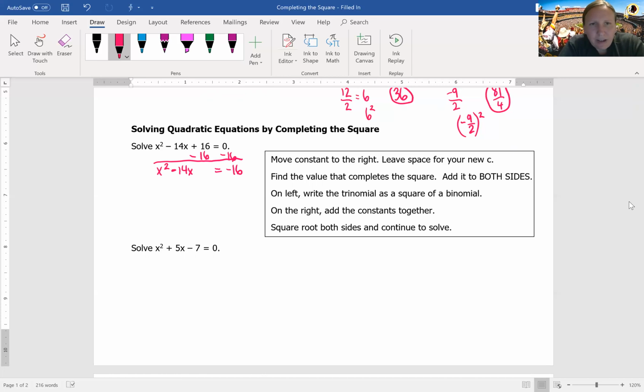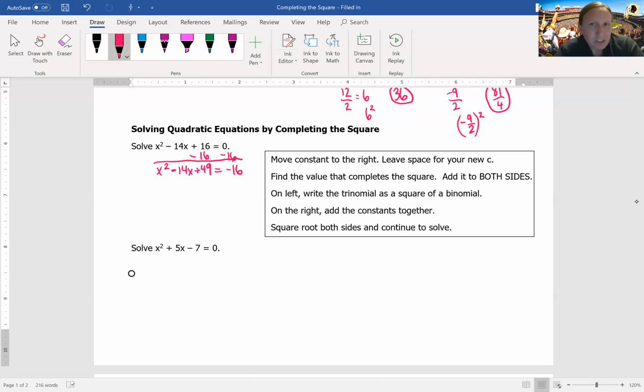Okay, now this allows us to look at what we have on that left-hand side and complete the square. We could probably have looked at it originally and figured it out, but honestly, it's just easier to move that constant over and start fresh. So we have x squared minus 14x. To find that value that completes the square, we're going to take the b term, which is -14, divide it by 2, which would be -7, and then square it. So we're going to put a positive 49 there.